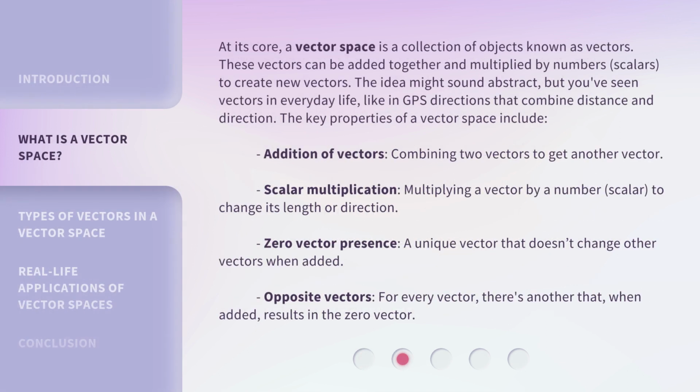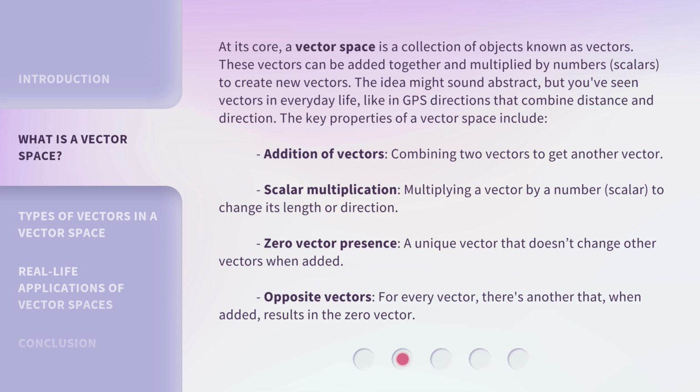At its core, a vector space is a collection of objects known as vectors. These vectors can be added together and multiplied by numbers, scalars, to create new vectors. The idea might sound abstract, but you've seen vectors in everyday life, like in GPS directions that combine distance and direction.